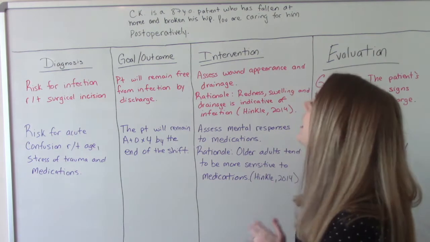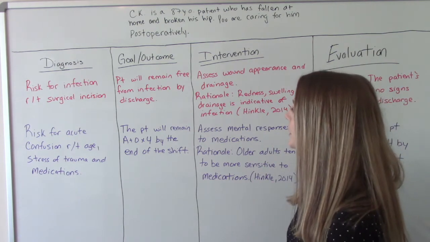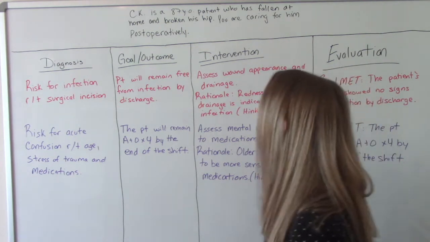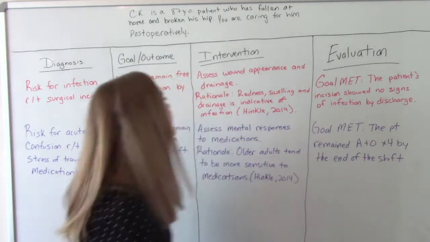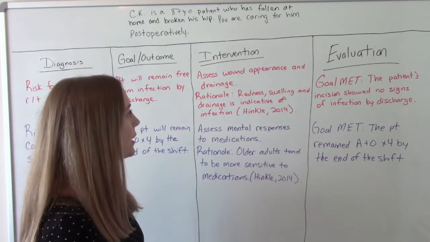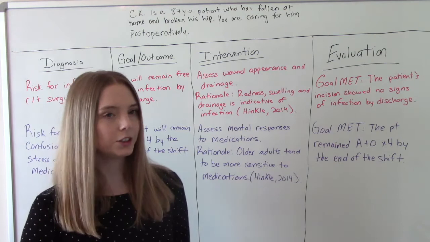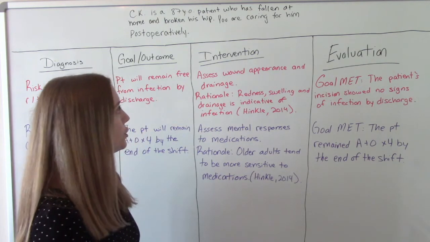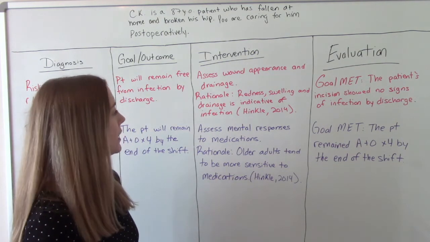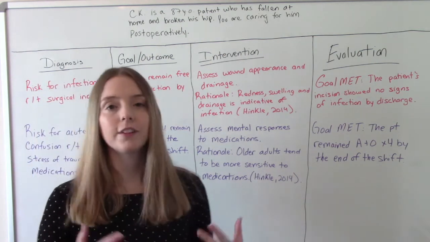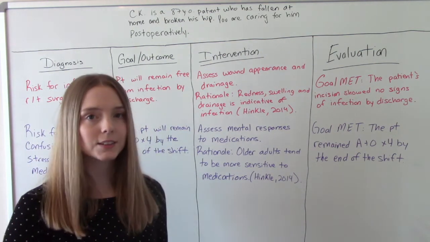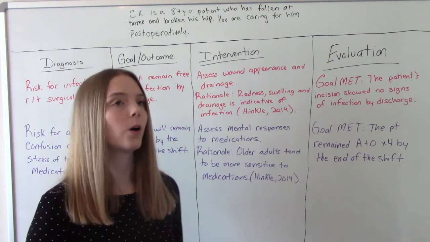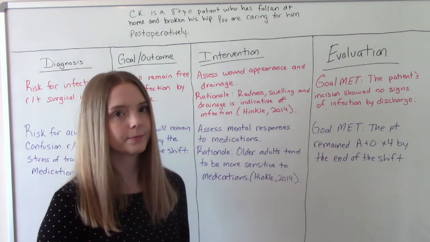Our goal: the patient will remain free from infection by discharge. And how are we going to make that happen? We're going to assess the wound appearance and wound drainage. Our rationale for choosing that: redness, swelling, and drainage are indicative of infection. So if we assess the wound and we see those things, we know, okay, I think this is infected.